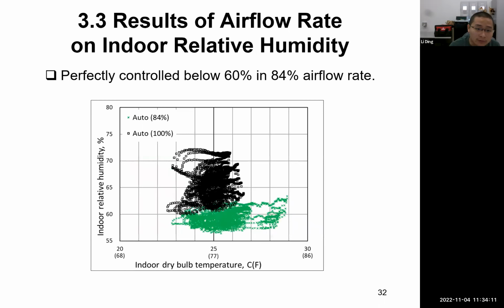We can also see the same results on indoor relative humidity. So the black is 100% rated airflow rate and the green is 84%. So you can see at 84% airflow rate, the indoor relative humidity can be perfectly controlled below 60%.